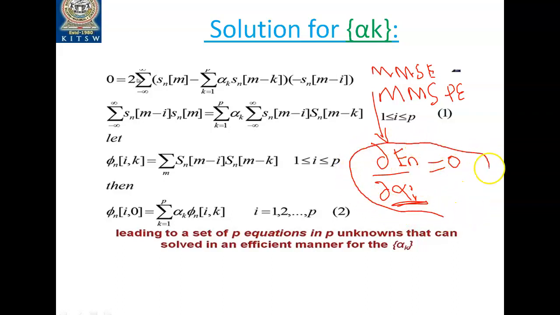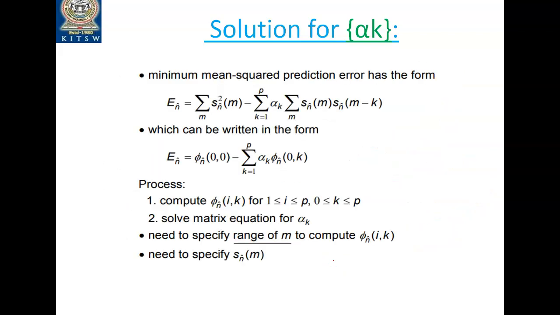By setting this equation equal to 0, we have a set of p equations, because i varies from 1 to p, leading to a set of p equations in p unknowns, which can be solved in an efficient manner for alpha k. This we have already seen and I explained the process clearly. First we need to compute phi n of i comma k for i varying from 1 to p, solve the matrix equation for alpha k, and specify the range of m to compute phi n of i comma k.